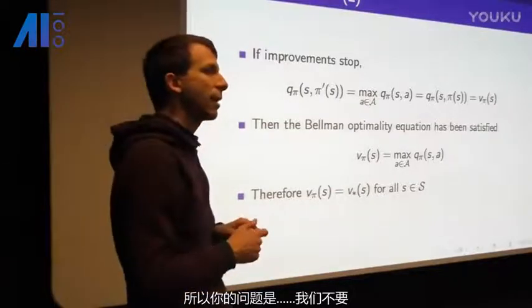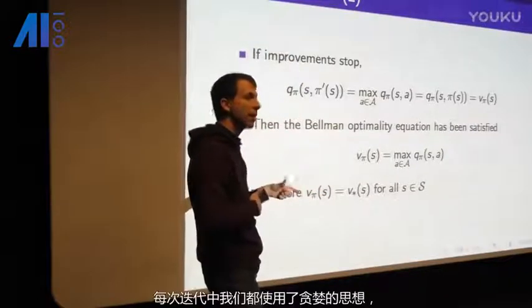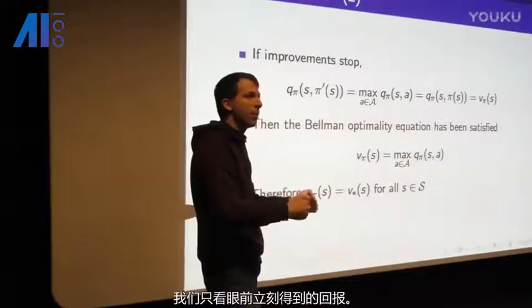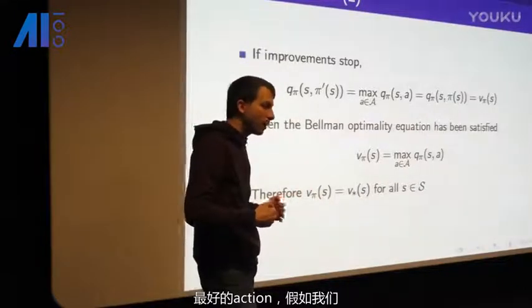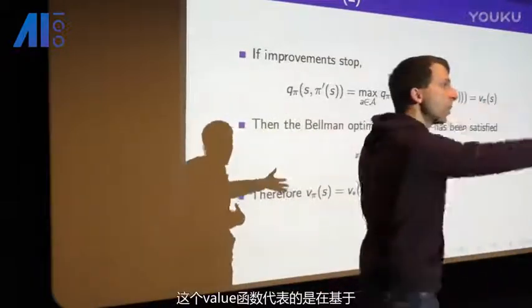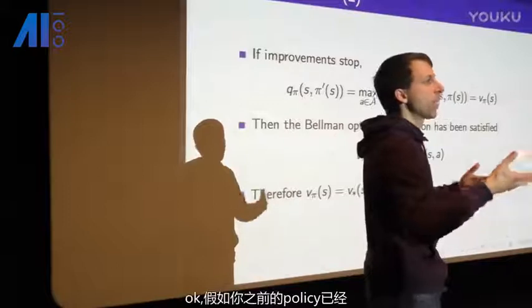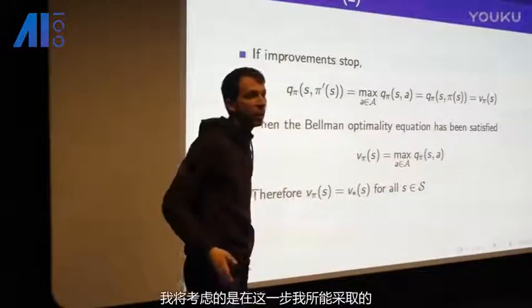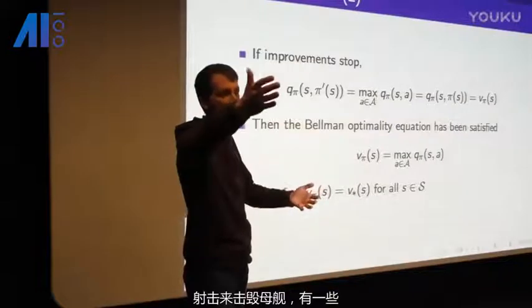So let's not confuse what's going on at each iteration with what we end up with. At each iteration we're acting greedily, but being greedy doesn't mean that we only look at one step of immediate reward. Being greedy means that we look at the best action we can take, optimizing over all actions for one step, and then look at our value function, which summarizes all future rewards we're going to get, but under our previous policy. So if your previous policy was already shooting the mothership, you would see that. You would consider all the things you can do in one step, and amongst those, some are going to kill the mothership, and some aren't.